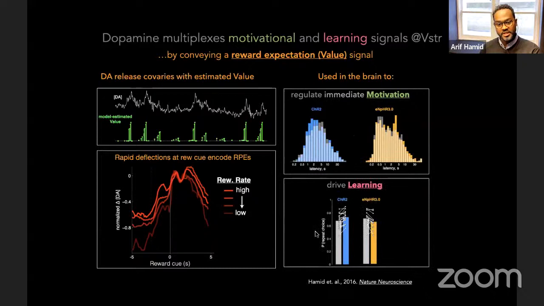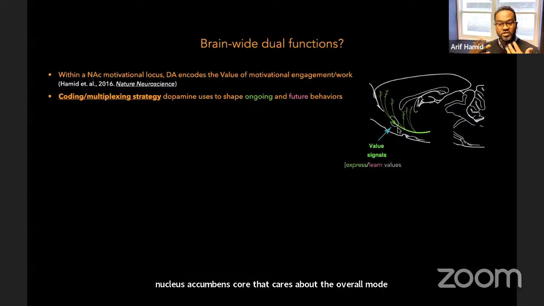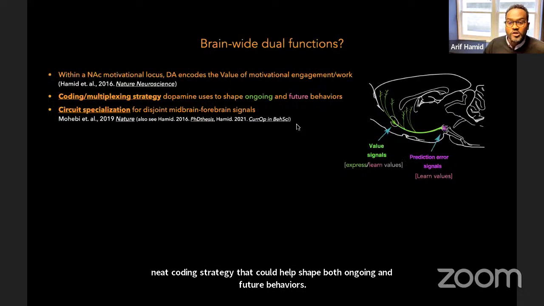And so these findings suggested that at least within the nucleus accumbens core, which cares about the overall motivational engagement and return from the environment, dopamine there relays some kind of signal about how valuable work is at any given moment. And we thought this might be a really neat coding strategy that could help shape both ongoing and future behaviors. In a follow-up with a postdoc in the lab, we also did spike recordings within the midbrain.